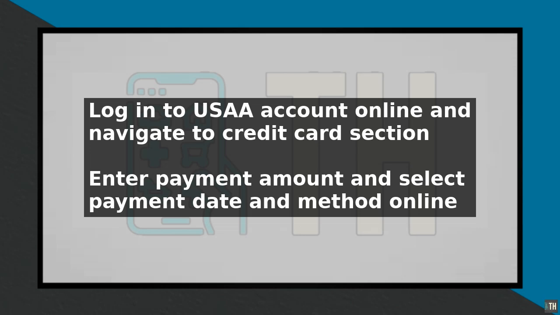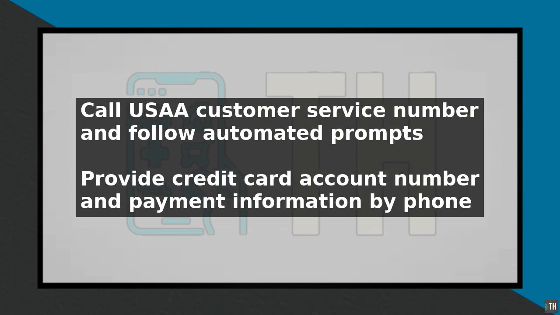To make a mail payment, send a check or money order to the USAA address listed on your credit card statement, including your credit card account number on the check or money order.